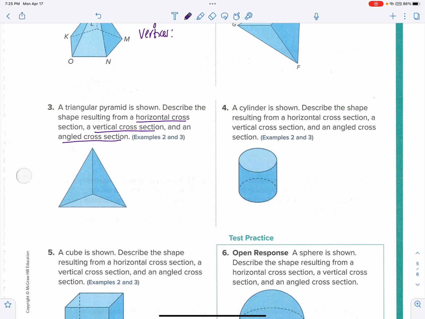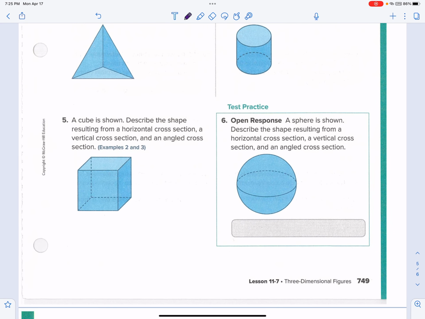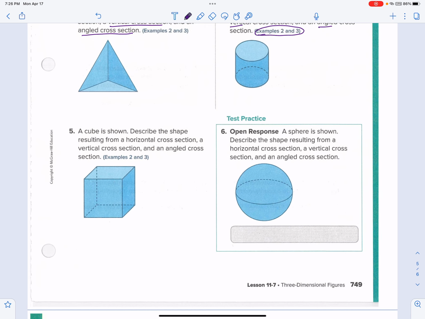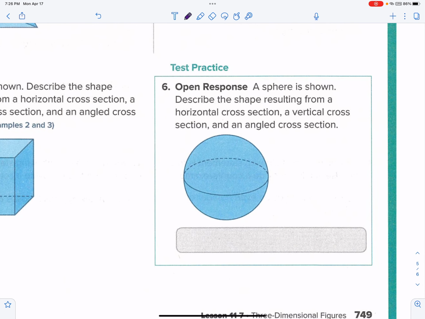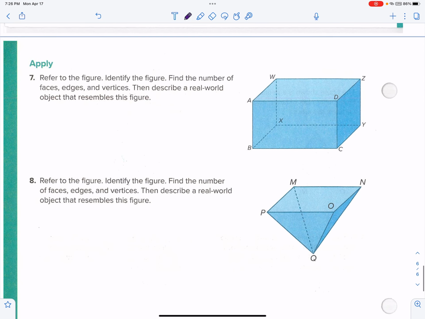Number 4, a cylinder is shown. Same thing, horizontal, vertical, and angled. You can look at examples 2 and 3 if you need reminded about that. Same thing for number 5. And then they're talking about a sphere here. A sphere and a cylinder probably won't be on your state testing. However, it's really good for you to think about anyway. It says, describe the shape resulting from a horizontal cross-section, a vertical cross-section, and an angled cross-section. So you can think through that and make your response.